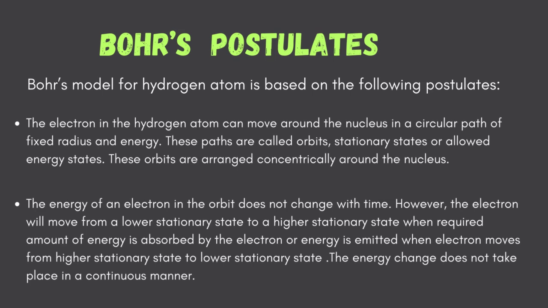However, the electron will move from a lower stationary state to a higher stationary state when the required amount of energy is absorbed by the electron, or energy is emitted when the electron moves from a higher stationary state to a lower stationary state. The energy change does not take place in a continuous manner.